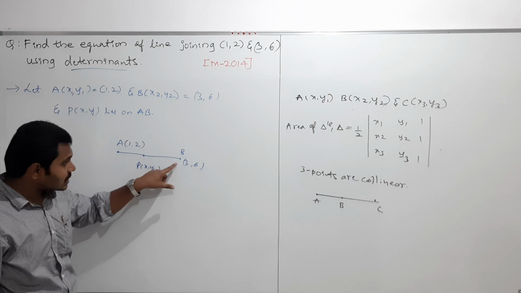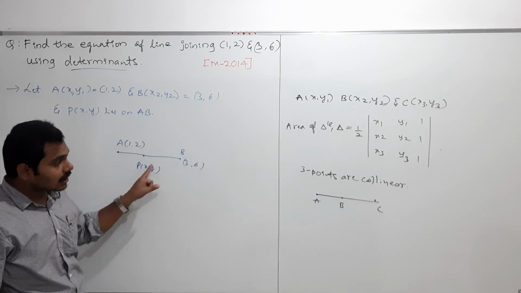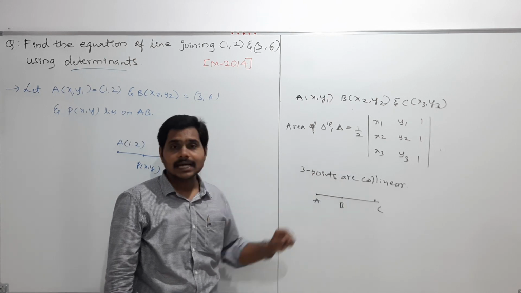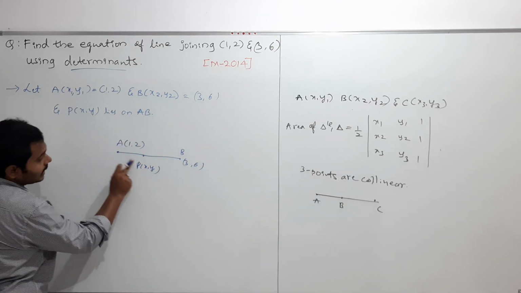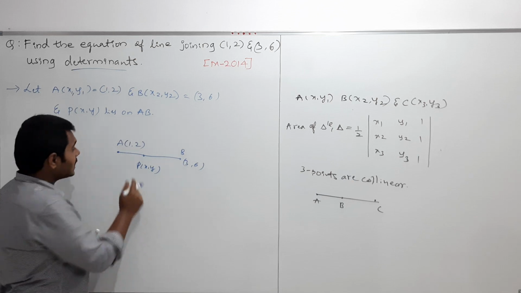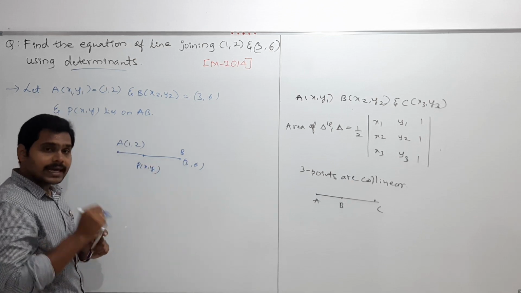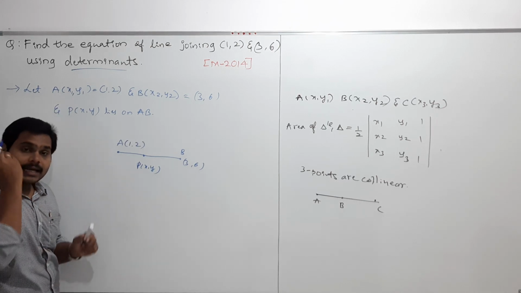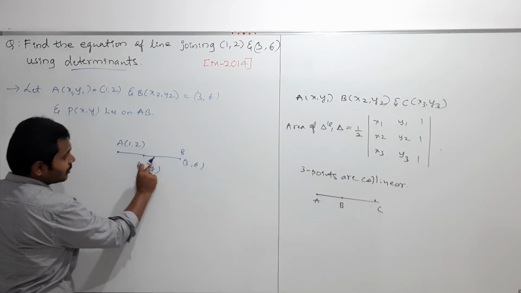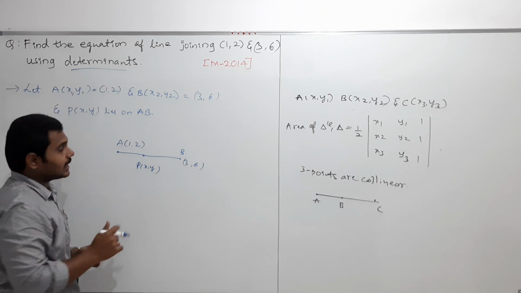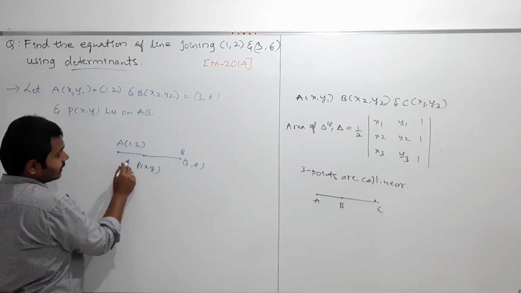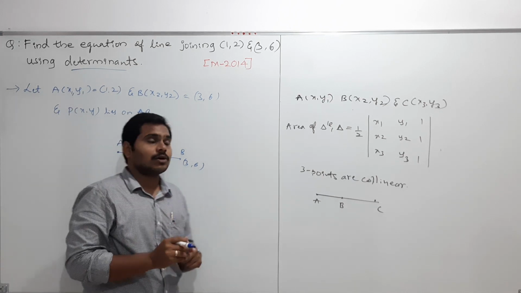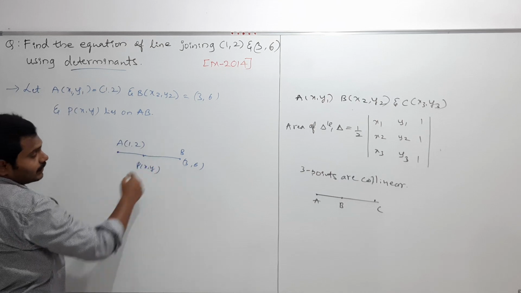Since A, P, B lie on the same line, what does it indicate? If 3 points lie on the same line, then we call them collinear. Here also A, P, B lie on the same line, so we can say these 3 points are collinear. Clear? And I discussed, my dear students, if these 3 points are collinear, then the area of APB, if I calculate it, must equal 0, because no triangle will be formed here.